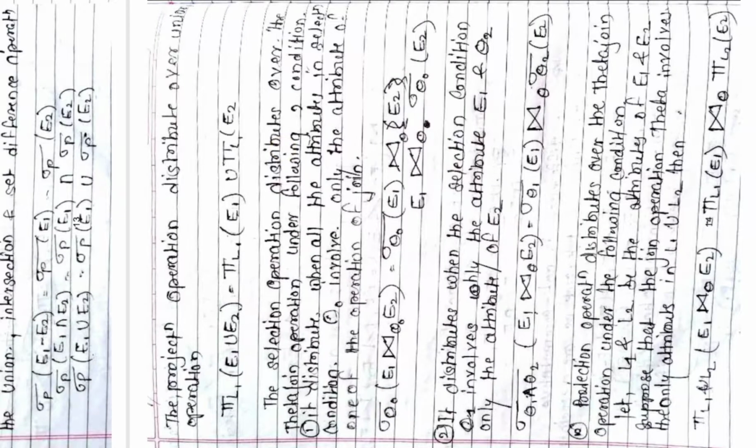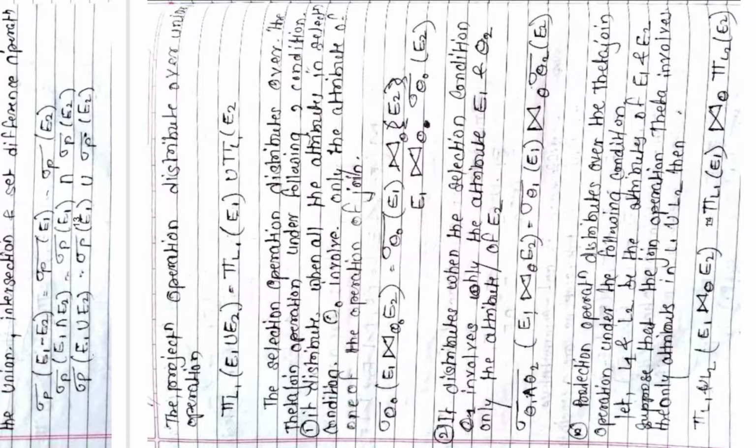The next one is projection operation is distributive over union operation. So the project operation pi on E1 union E2 is equal to project E1 union of project E2. You can learn this by reading itself because there is nothing in this.